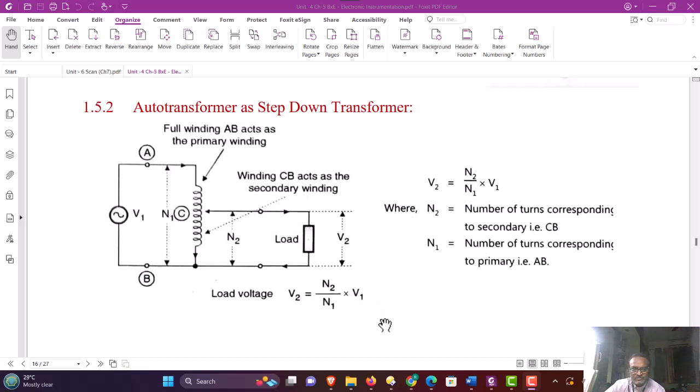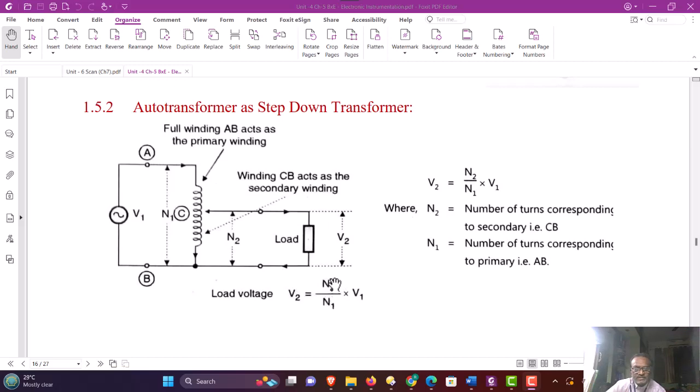From this equation, we can say that the ratio of V2 by V1 is the same as N2 by N1. And in this case, since the wiper is variable, which is moving on the winding, the N2 number of turns are adjustable. And therefore, obviously from this equation, if N2 changes, V2 changes.